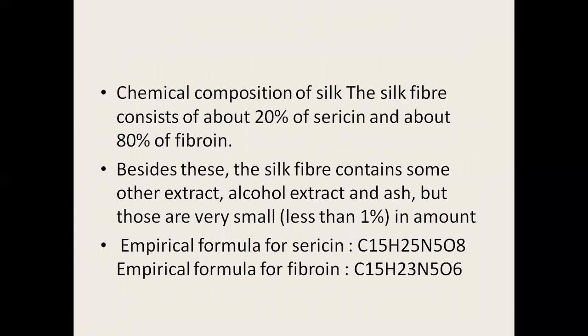Chemical composition of silk: the silk fiber consists of about 20% sericin and about 80% fibroin. Besides this, the silk fiber contains some other extracts, alcohol extract and ash, but those are very small in amount, less than 1%.